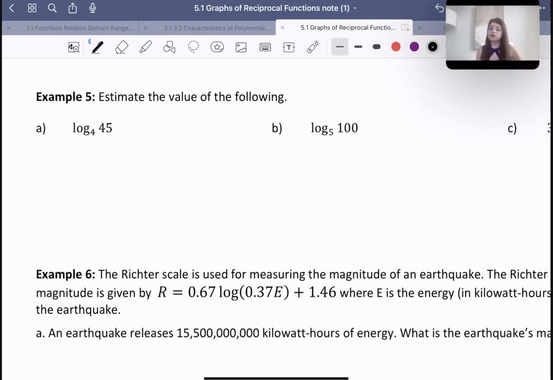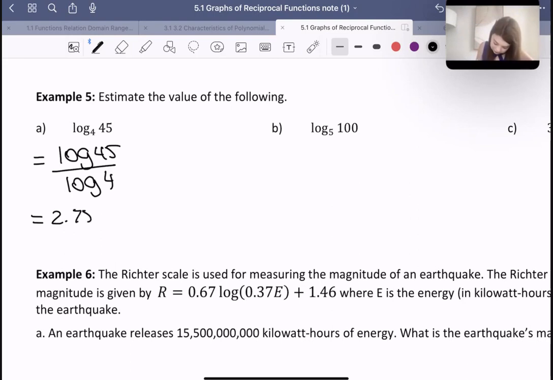So in order to estimate the value, we're going to use this rule that says we can rewrite this as log 45 over log 4. Now grab your calculator and type in log 45 divided by log 4, press enter and see what you get. You should probably get something like 2.75 approximately. It'll be a long decimal, it won't just end there, but you can just round to a decimal point or two.